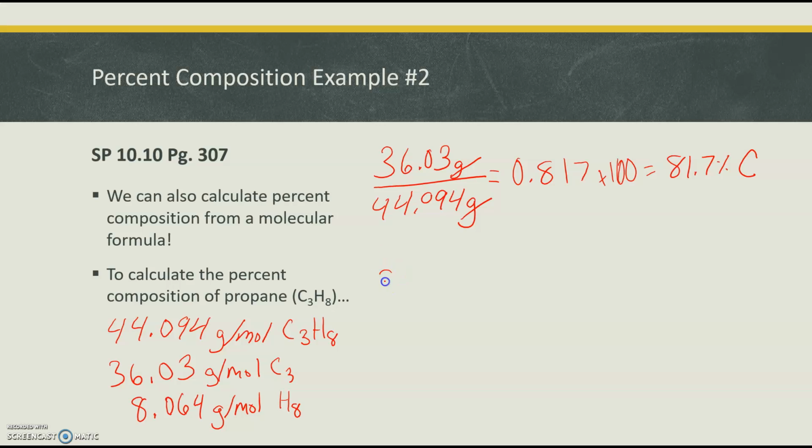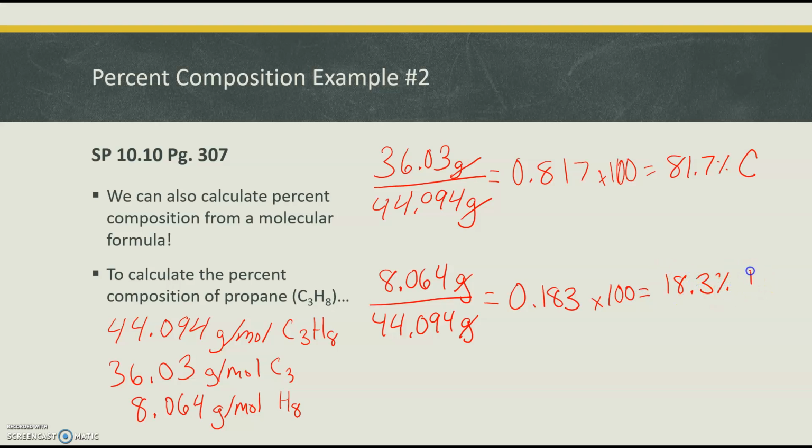For hydrogen, we will have 8.064 grams over the 44.094 grams. Grams again cancel out, and these numbers should give us a decimal of 0.183. We multiply this by 100 to get 18.3% hydrogen. Again, if you're not sure that your percent composition looks right, you can always add these together to make sure they add up to 100%.